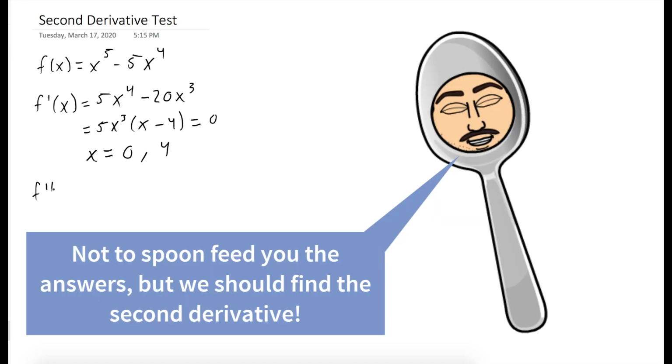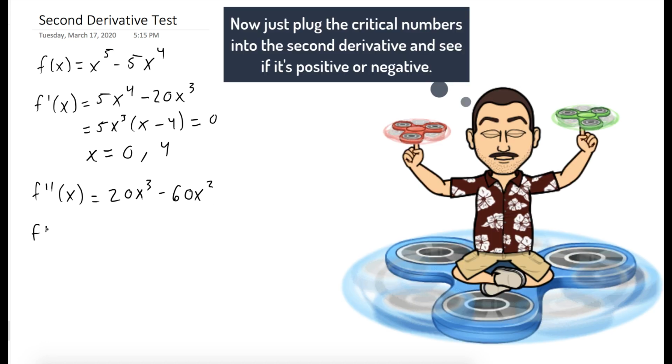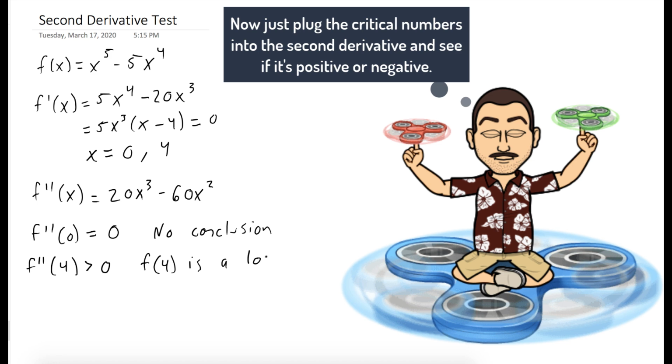And so now all we need to do is find the second derivative, which again we'll just use the power rule. It's 20x to the third minus 60x squared. And we'll evaluate each of our critical numbers into the second derivative. So when we plug in 0, we get 0. So there's no conclusion. When we evaluate at 4, we get a positive number. And the second derivative test tells us that f has a local min at f of 4.